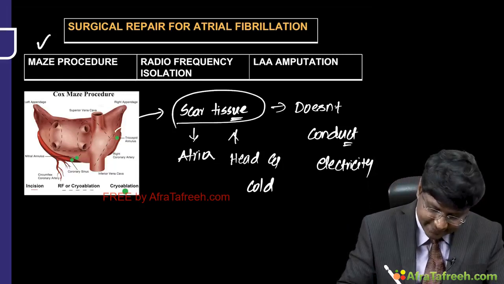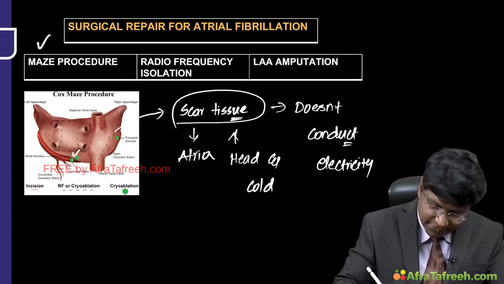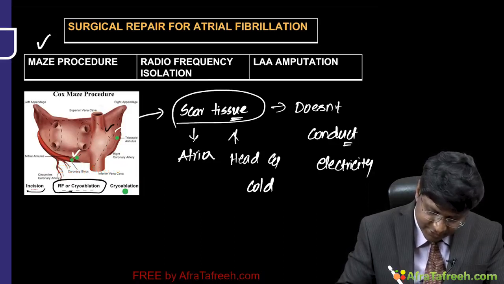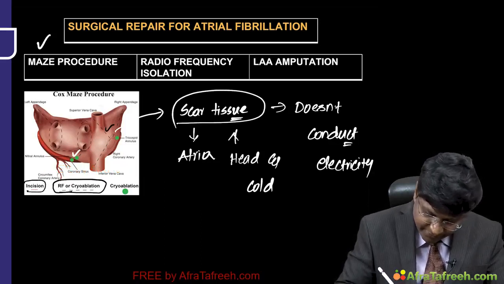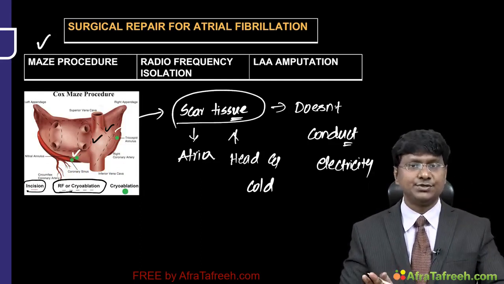So you can just see here. This green color is your cryoablation, right? You have the dotted lines where the radio frequency or cryoablation is given. This is the point where the incision has been given. So this is creating the scar tissue.